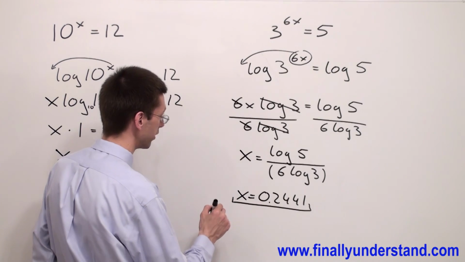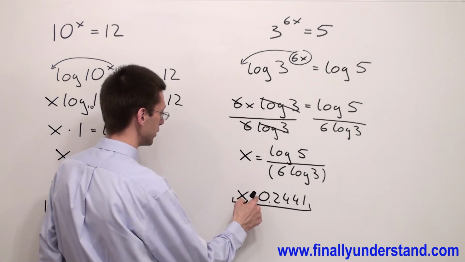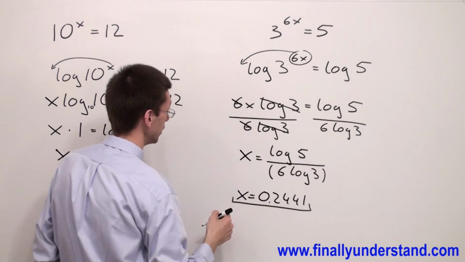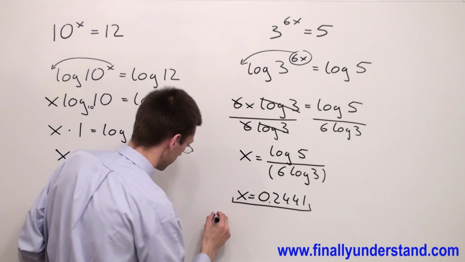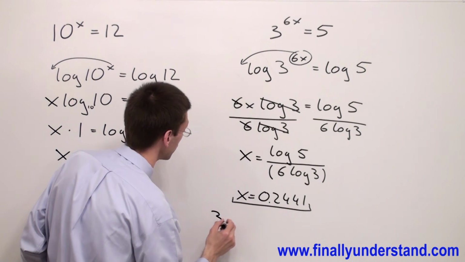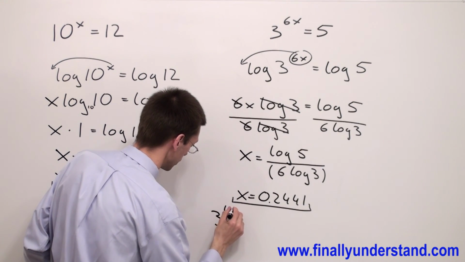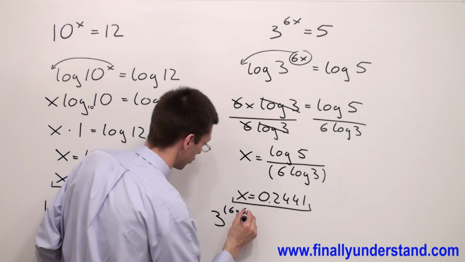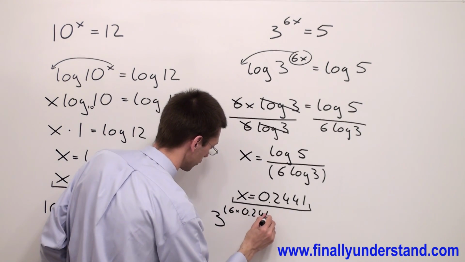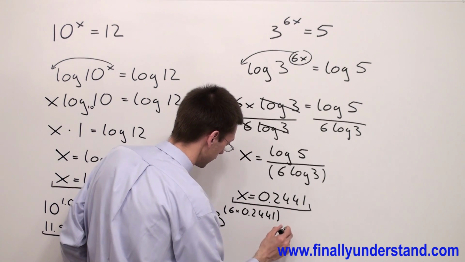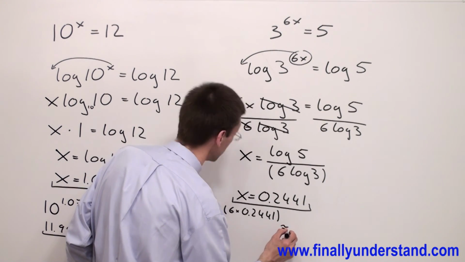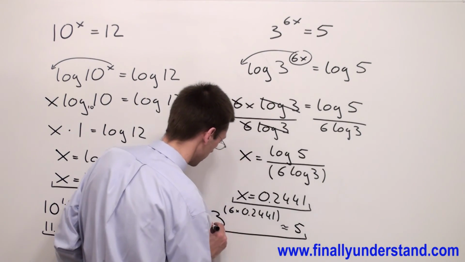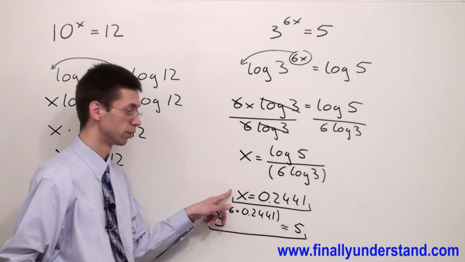If you want to verify your answer, you can apply this value instead of x into the original equation. Simply write 3, open parenthesis, 6 times 0.2441, and this has to be approximately 5. So this is the solution to my problem.